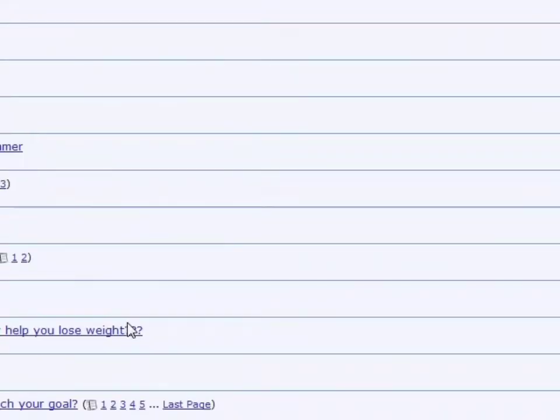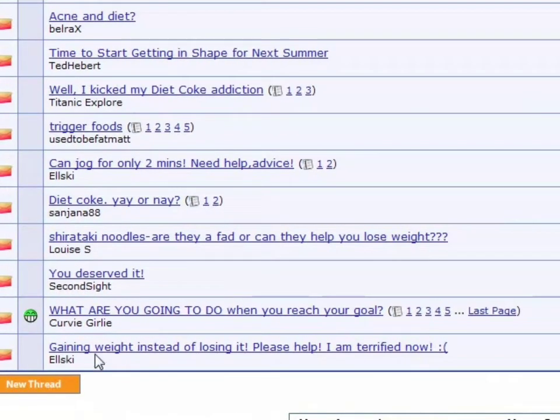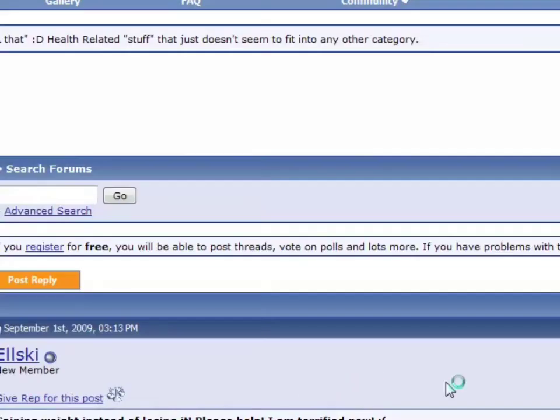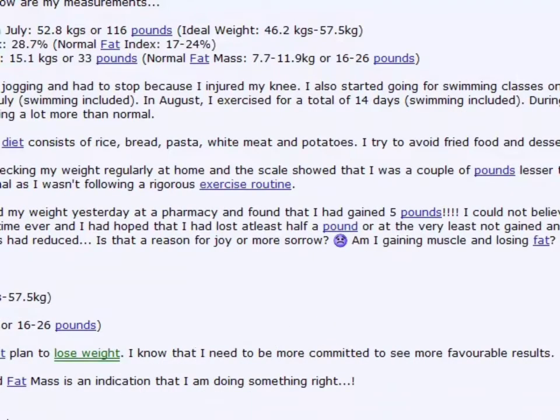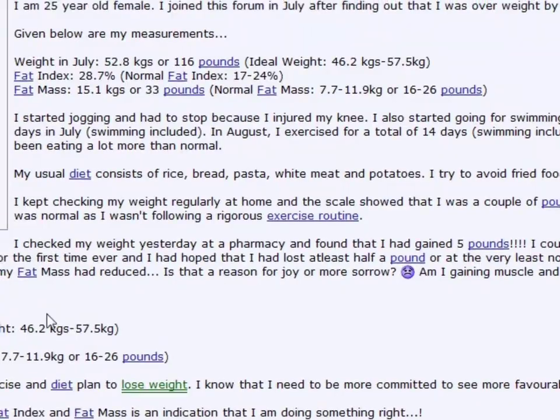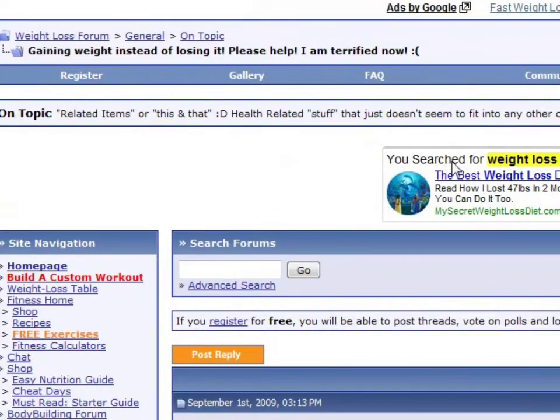And I would just keep doing that. I would go through all these forums, I would make note of them. Oh, look, here's a great one. Gaining weight instead of losing it. Help, I'm terrified now. Oh, that's great. Fear, they're afraid. And so these are things that I can hit on whenever I build my review page, okay? So that is the first thing that I would do. I would make note of all of those kind of buyer buttons.